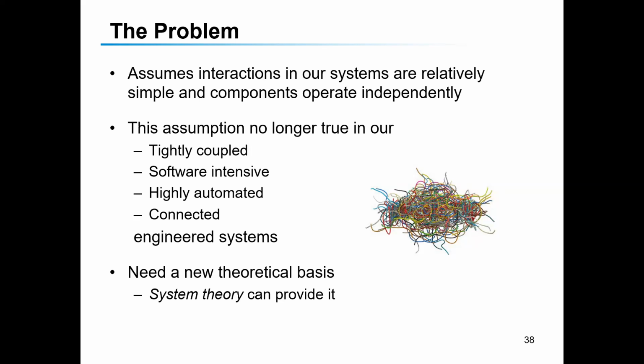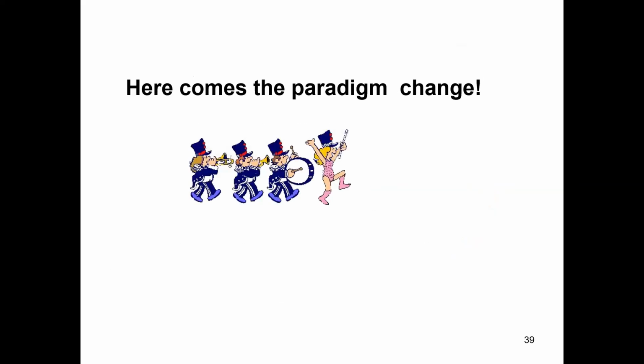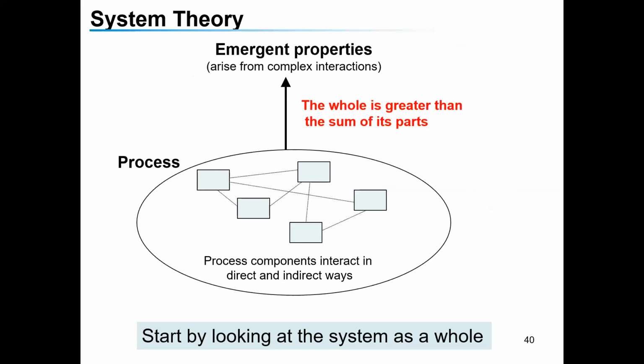We need a new theoretical basis, and system theory can provide it. System theory was invented in the 1950s, 1960s, because of the complexity of the systems we were building and to try to deal with that complexity. So this is the paradigm change.